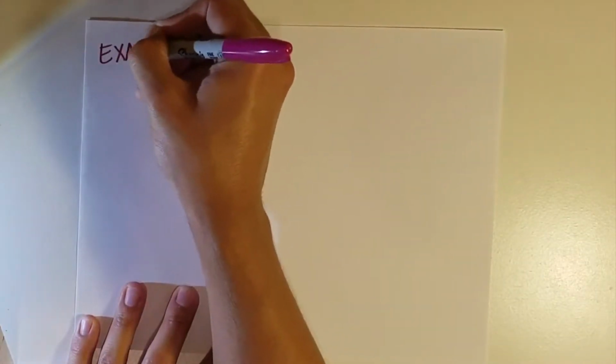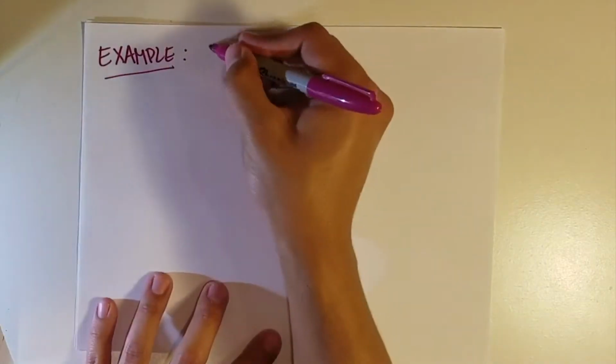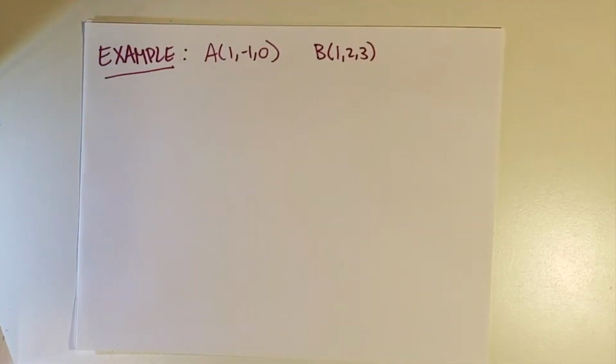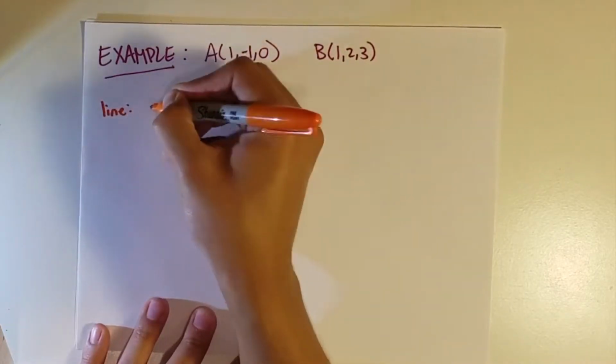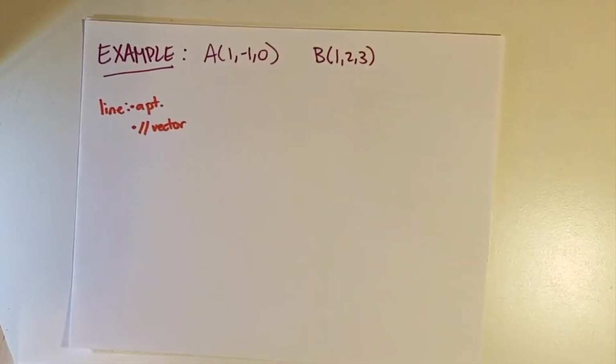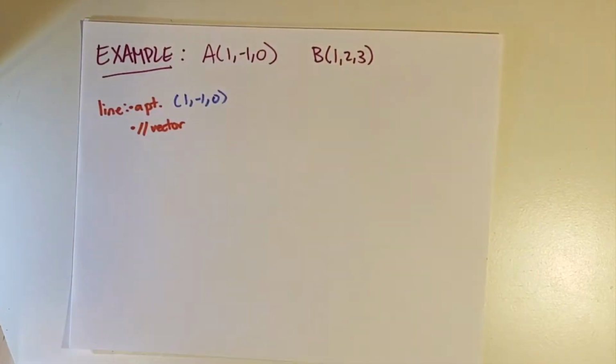Let's do an example. Let's find the equation of the line that passes through A (1, -1, 0) and B (1, 2, 3). We need to find the equation of a line, so we need two things, a point and a parallel vector. Lucky for us, we already have a point. Let's pick this point A to use.